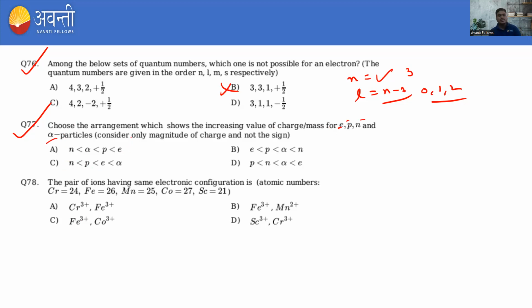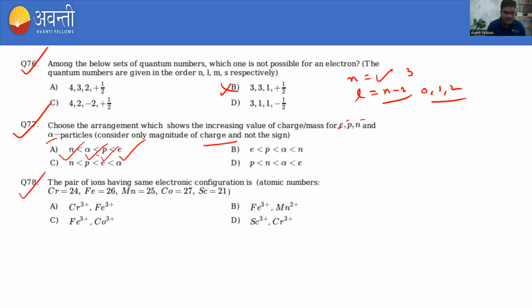So we know that only the magnitude of charge, not the negative sign, will be included. If you compare this, the arrangement shows the electron having the highest charge by mass ratio, after this proton, then alpha particle, and then the neutron. So neutron will be the lowest and electron will be the highest. Okay. Now move to the next question.